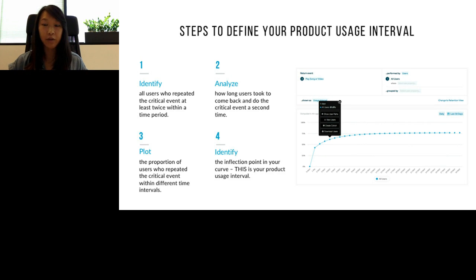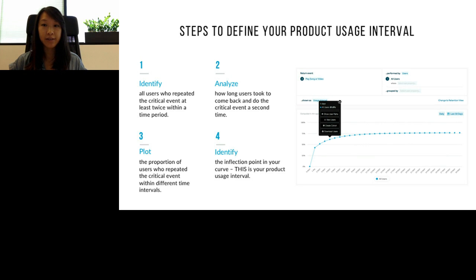So for example, if you take a look at the chart that's on the slide, you can see that the critical event being measured is when a user plays a song or a video. The curve is then plotting the percentage of users who repeat this critical event within 1 day, within 2 days, and so on. You can then estimate your usage interval by locating the inflection point of this curve, which in this case is around 4 days. So what that means is that for this product, you expect the typical user to return and play another song or video within 4 days.